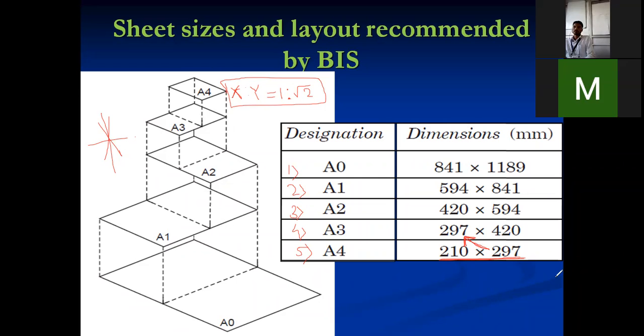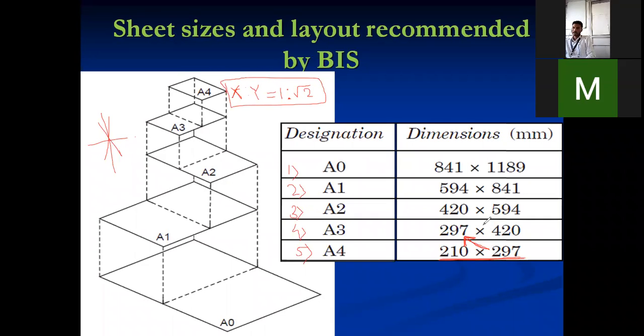420. Is it coming 420? Yes, sir. Then you will get the size of A3: 297 into 420. It is the size of A3.